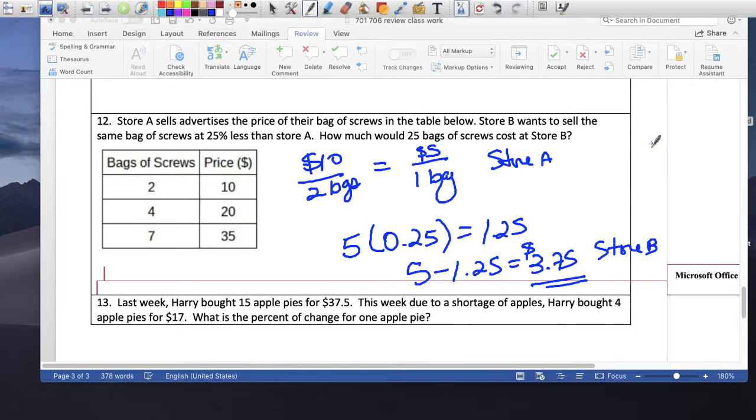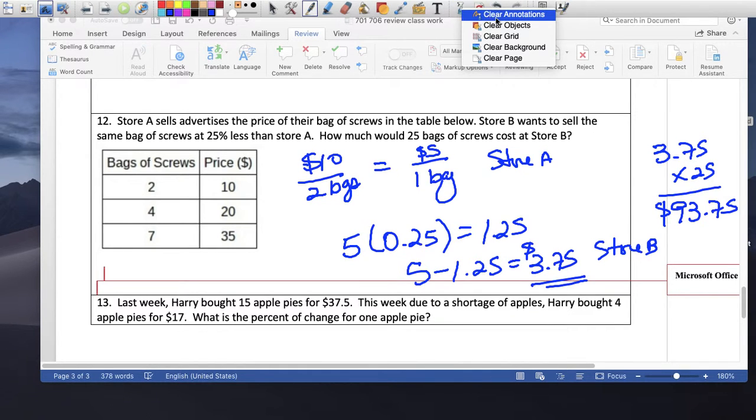And how many bags are we buying at Store B? We're buying 25 bags. So 3.75 times 25 bags is $93.75. I don't know why you need that many screws, but hey, that's how much you would pay.